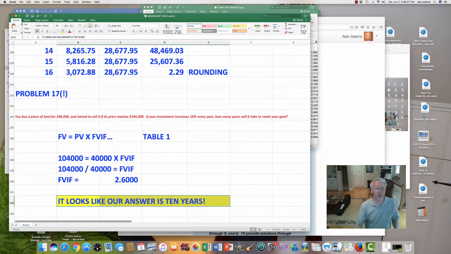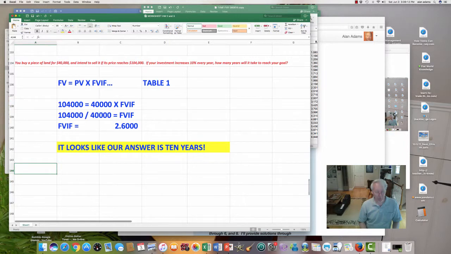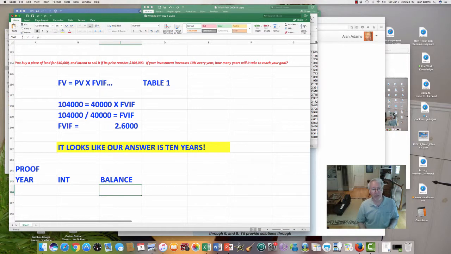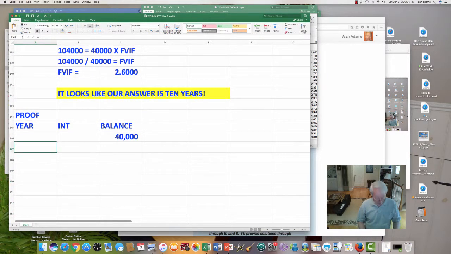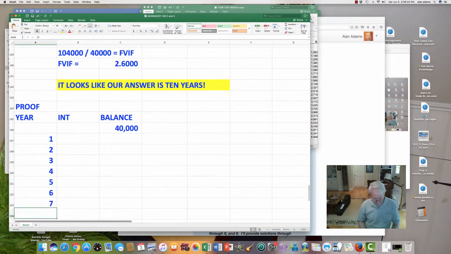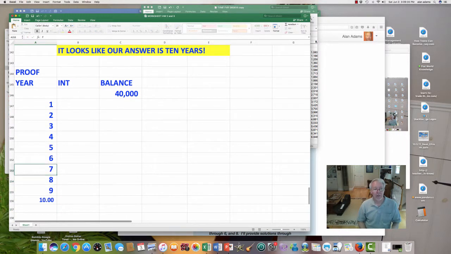I think that's our answer. If this were a quiz and that were multiple choice, you would have your answer. What I'm going to do is I'm going to prove it to you. By saying the number of years, we think it's 10 years, I'm going to put interest. I'm going to put balance, and I'll prove this if my number grows from 40,000 to 104,000 approximately. I think it's going to take about 10 years to achieve that.